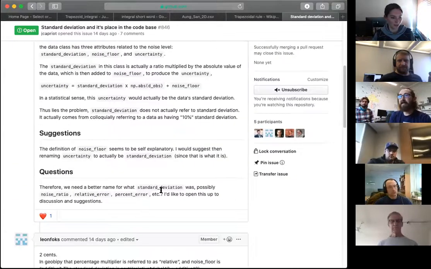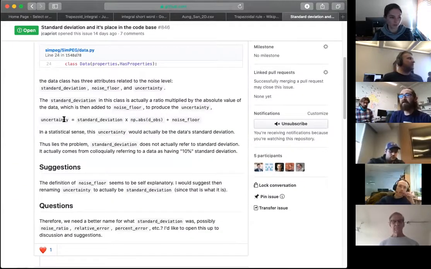Let me go over it. So basically, right now, I'm going to use some of this formula, in terms of the code. This is the terminology of the code. So there's a standard deviation that gets multiplied by the absolute value of the data. You add a noise floor, and that equals some uncertainty, right? Well, most of the time we're using uncertainty as the standard deviation of a Gaussian. So the uncertainty is actually more like the standard deviation. So having this here doesn't quite make sense statistically. That's not the name of that quantity, right?